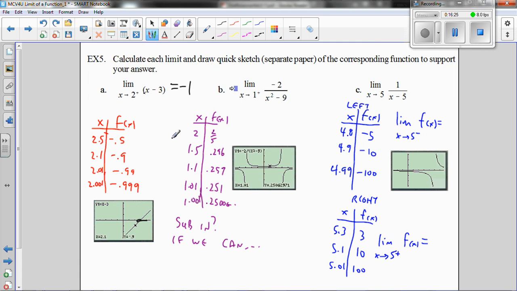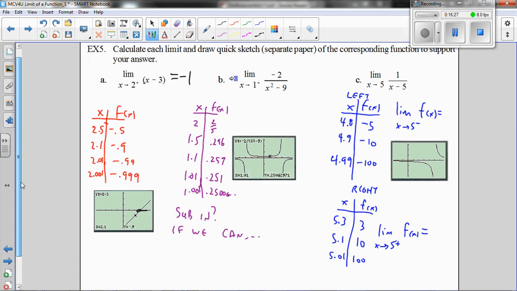No problem. Say, well, Restall, why don't you just substitute 2 in there? There's no problems. There's no issues. Why don't you just sub? And in fact, if we can, we will.